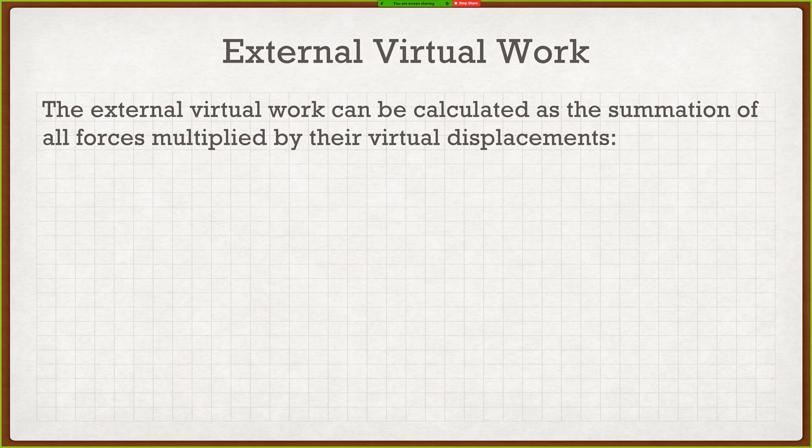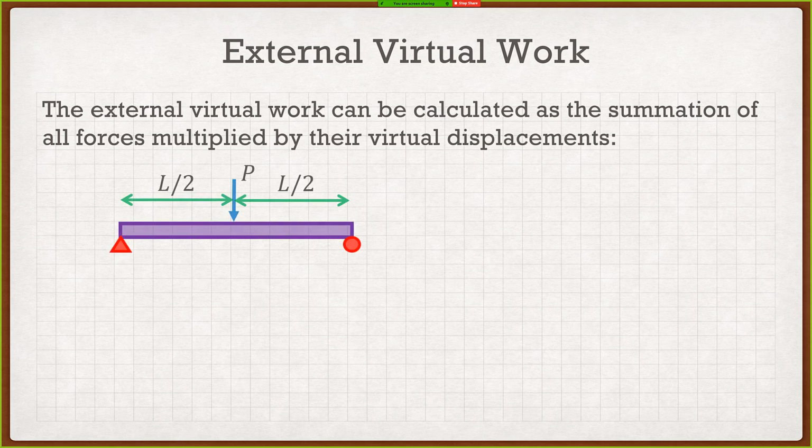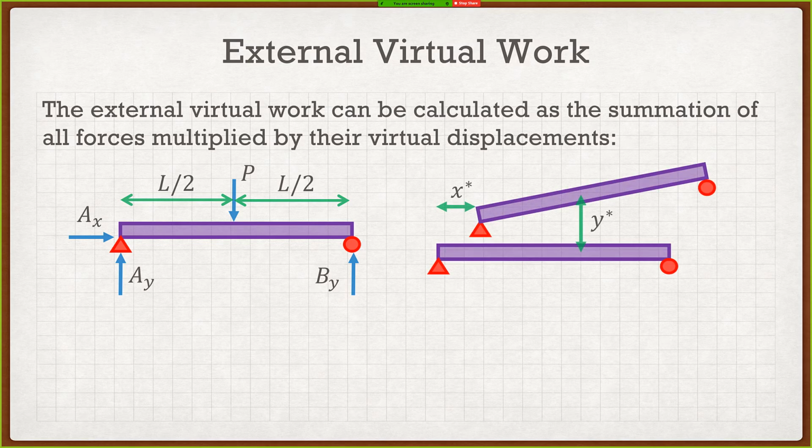So the question becomes, how exactly do we find that external virtual work? Well, quite simply, it's the summation of all forces multiplied by their virtual displacements. So let's say that I have a beam here, again, a simply supported beam with a point load right at the center. We know that this load, once we apply it to the beam, is going to create some reaction forces at the supports of the beam. What we also know is that we have the virtual displacement profile of the beam, which we solved for before.